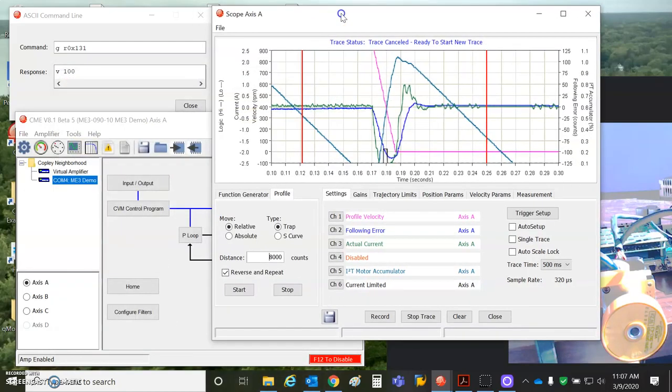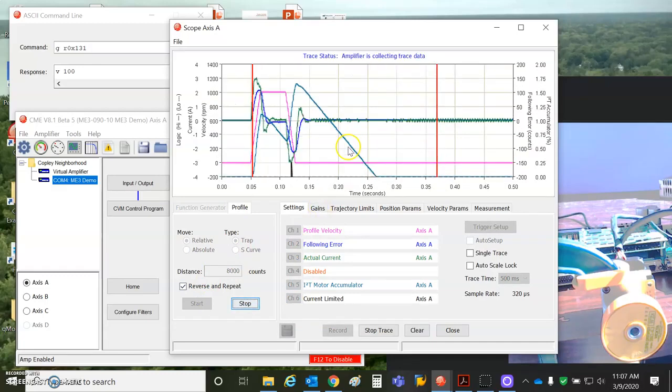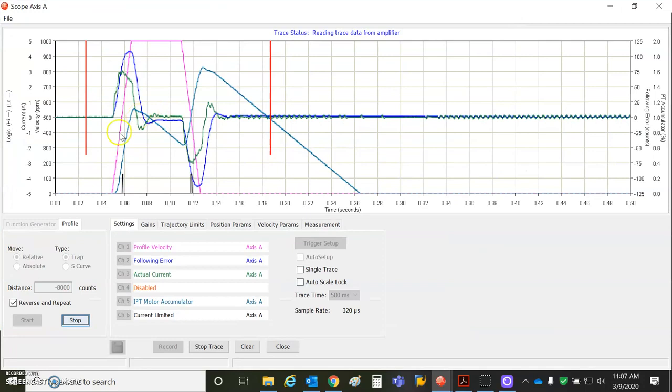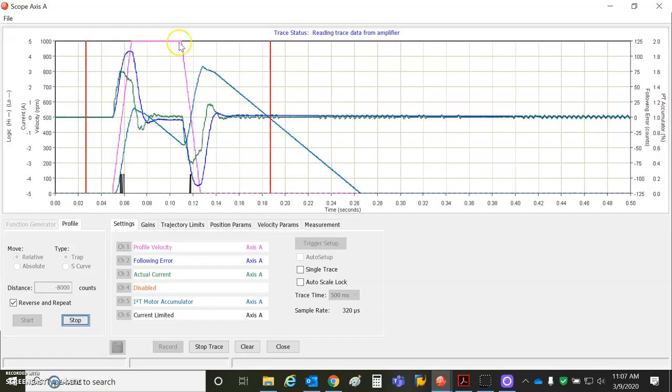Anyways, we're going to do some scope tracing here, and we're going to first look at making some moves back and forth. So I'm just doing some simple back and forth moves, and we're going to break this trace down here so we can understand a little bit about what it's doing. So for this profile, I'm making a point-to-point move, and then I'm coming back. I'm accelerating, running at a velocity, decelerating and stopping.